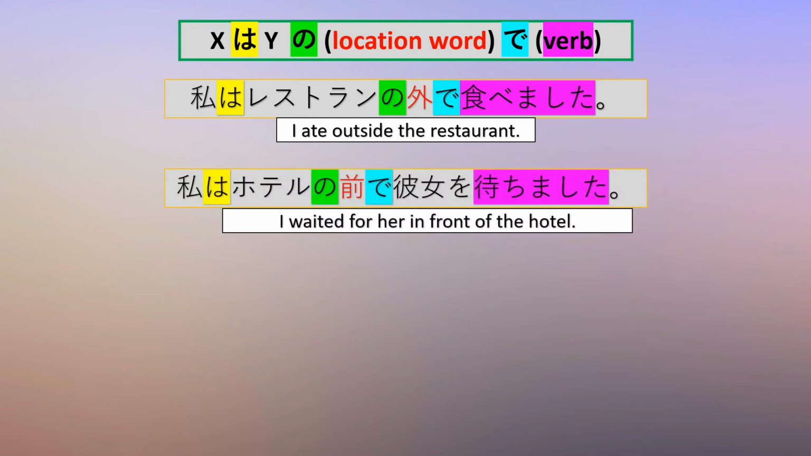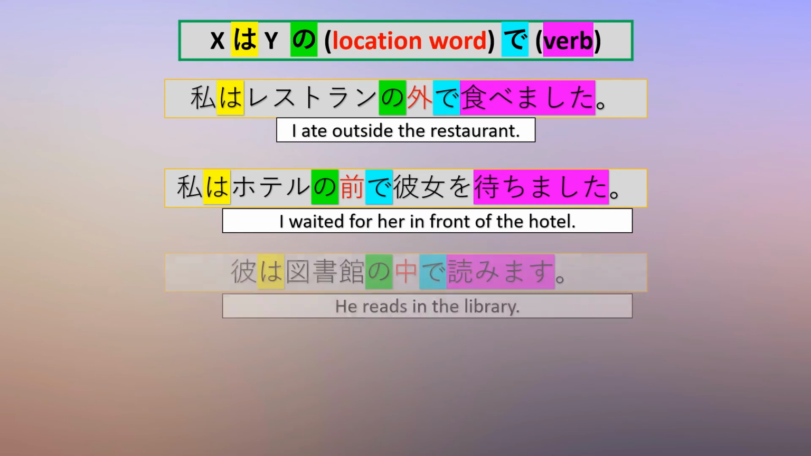Next is watashi wa hoteru no mae de kanojo o machimashita. Watashi wa hoteru no mae de kanojo o machimashita. I waited for her in front of the hotel. Okay, just follow the equation and it will be easy to understand.